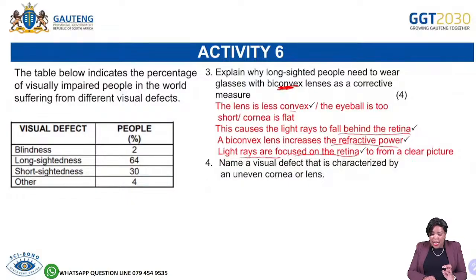Number 4, name a visual defect that is characterized by an uneven cornea or a lens. We've already spoken about it on the previous activity. So that will be your astigmatism. Right. Then activity 7, which is a very short activity. This is just for you to remember the visual defects that you've studied and how we can correct them. State how the following defects can be treated to improve vision. So you need to understand what long-sightedness, astigmatism, cataracts, and short-sightedness are.